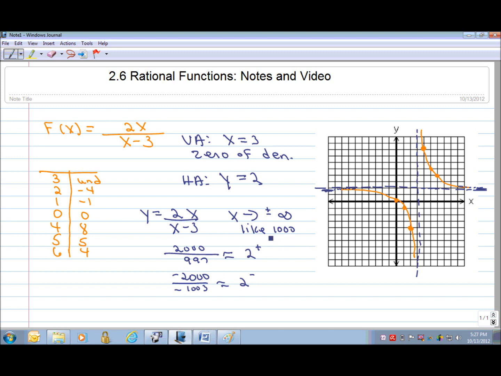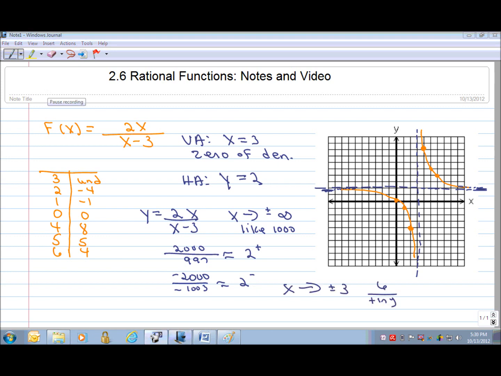Then we just use 1,000 just kind of as an example. It would be approximately 2 plus a little bit, so a little greater than 2. And as we moved off to negative infinity, it would be just slightly less than 2, but it would get infinitely close to that line as it moved out to its extremes.